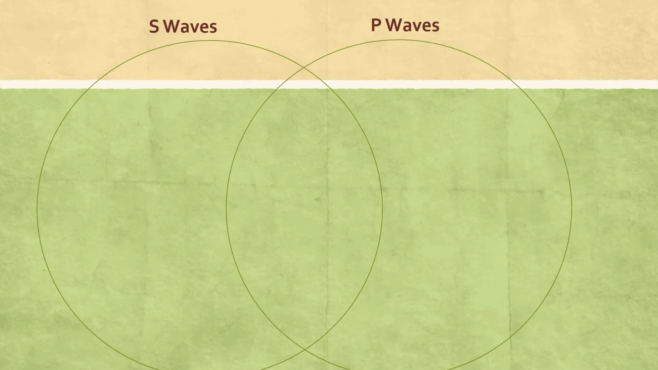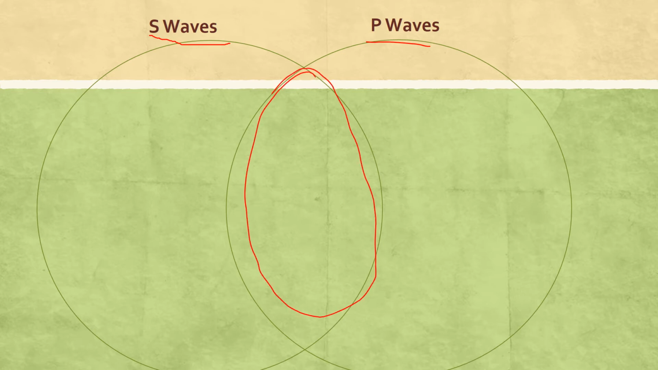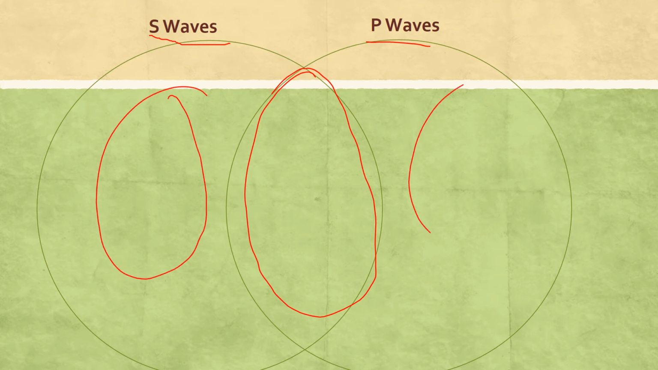Okay, I hope you were paying attention to that short little video. We are going to use a Venn diagram to help us compare and contrast S waves and P waves. So with this Venn diagram, you will remember from language arts that in the middle here is where we tell how the two concepts are the same, and over here is where we tell how they are different.